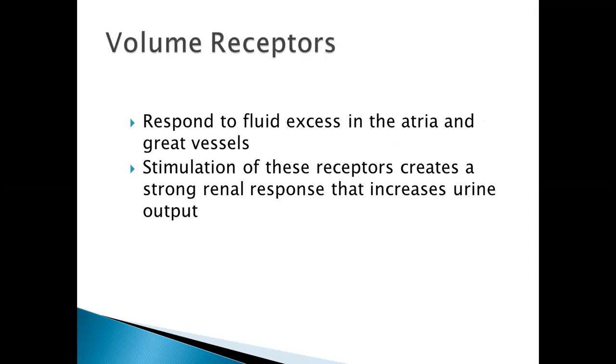The volume receptors present in atria and great vessels respond to the excess fluid. Stimulation of these receptors generates a renal response that increases urine output because the body is sensing that there is an increased amount of fluid present.